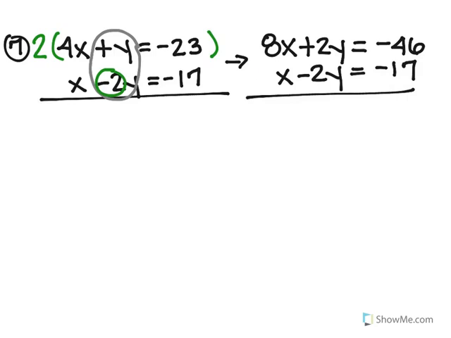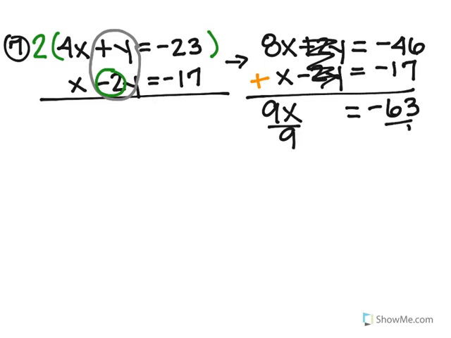And then we're going to combine like terms. So 8x plus x will give us 9x. My y's cancel out. Equals negative 46 minus 17 is a negative 63. Divide by 9. x equals negative 7.